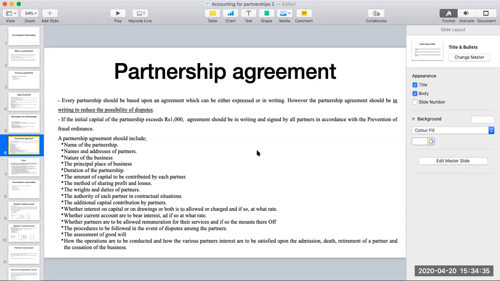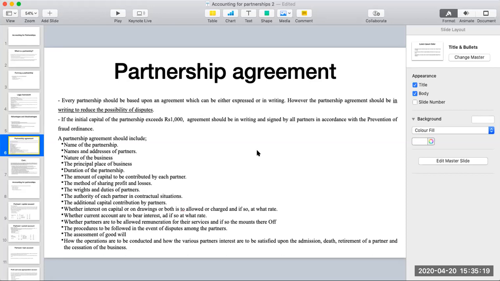Whether interest on capital or on drawings or both is allowed or charged, and if so, at what rate? That means if the interest on capital is given, if the interest on drawings is charged, if they are charged and if they are paid, what are the rates? Whether current accounts are to bear interest, and if so, at what rate? If there's any interest that is being paid on current account balances, what is the rate? Whether partners are to be allowed remuneration for their services, and if so, the amounts.